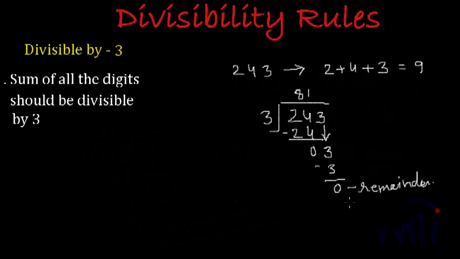So if we get remainder as 0, that means the number is completely divisible by 3, right? How do we check divisibility? Yes, we should get the remainder as 0. So when we divide one number by another, and if we get remainder as 0, we say that the first number is divisible by the second number, right? So this was one more example.